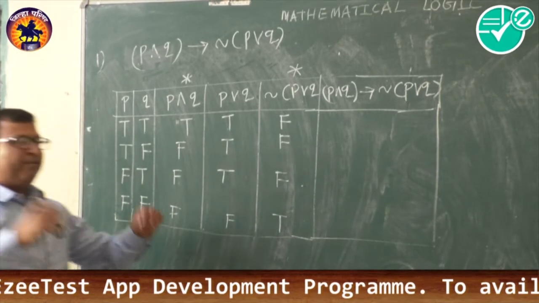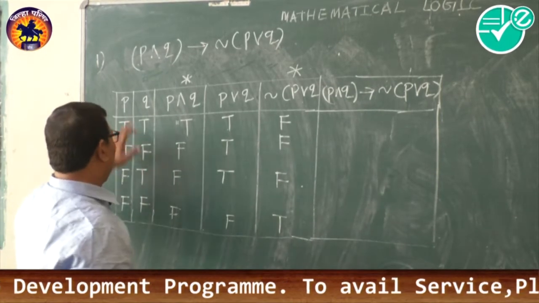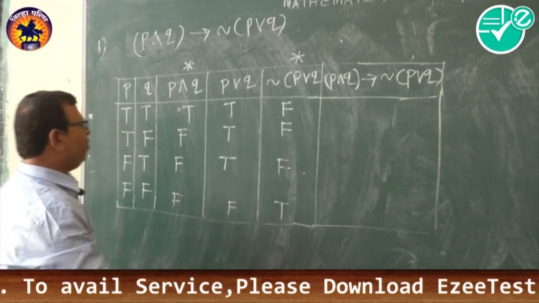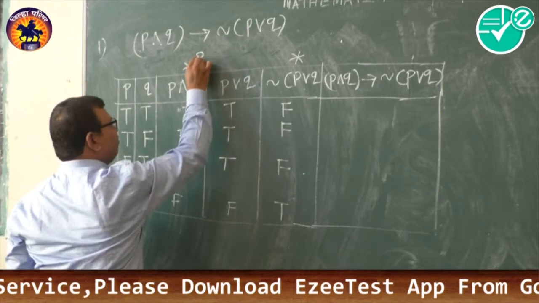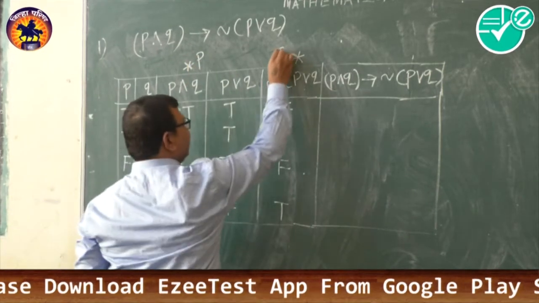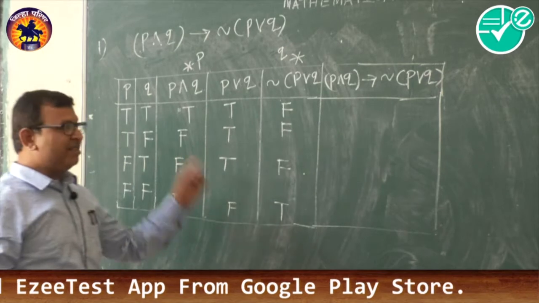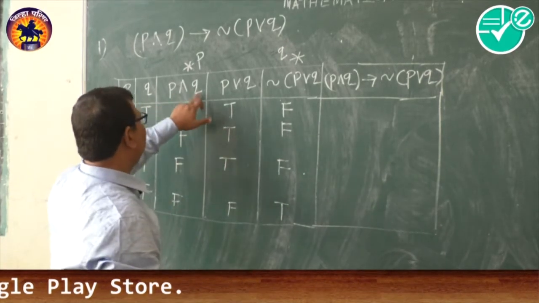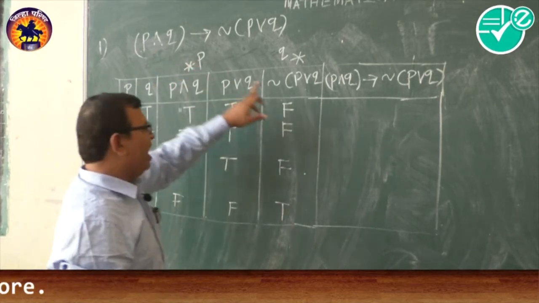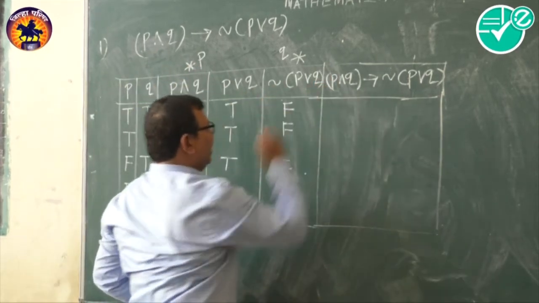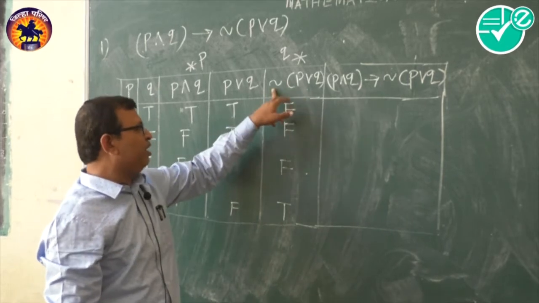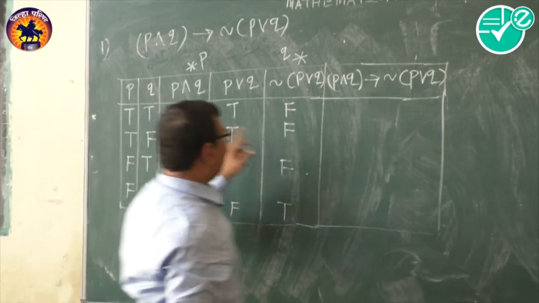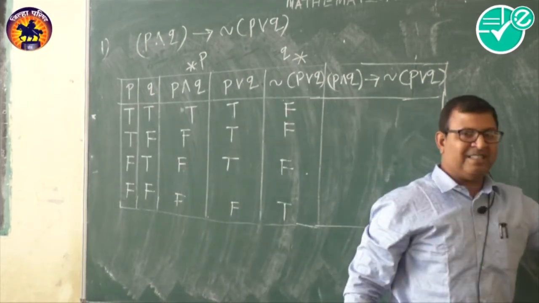Now, from the starting we have studied only P and Q, but after solving this we have to consider this as P and this as Q. After considering, you can find out your answer. Now see, P conjunction Q, we have considered P, and negation of P disjunction Q, we have considered Q.